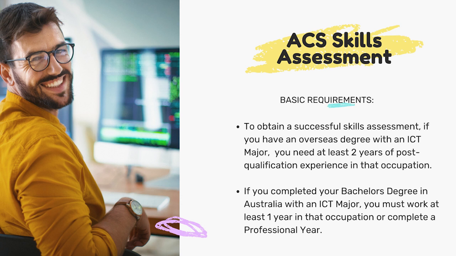For example, if you completed a Bachelor of Information Technology with a major in software engineering, then you need to have worked as a software engineer post-qualification overseas for 2 years to get a full skills assessment by the Australian Computer Society. If you completed that degree here in Australia, for example, a Bachelor of Information Technology with a major in business analytics, then you would either have to work for 1 year as an ICT business analyst post-qualification, or complete the professional year program in Australia. Those are the two basic requirements to be able to get a skills assessment.